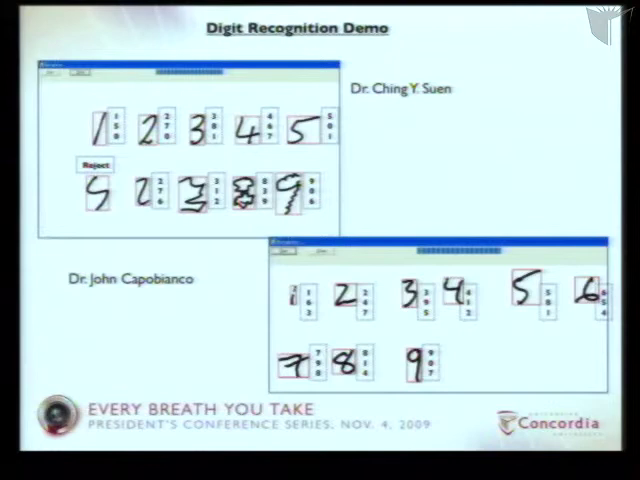And here are the results. The first one is the first choice, second choice, third choice. So it's correct one, correct two, correct three, correct four, correct five. This one is rejected by the system. And correct two, even this one was correct, the three. As I was trying to test the system, I wrote some squiggles in it, but still it could recognize it. As for the other speaker, Dr. Capobianco, he wrote, and these are the results.